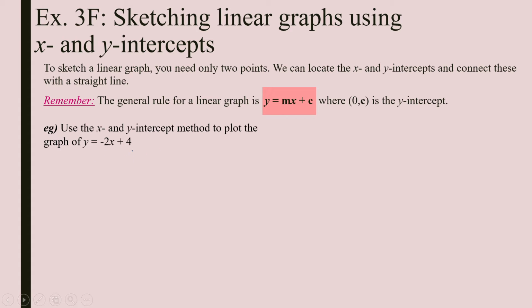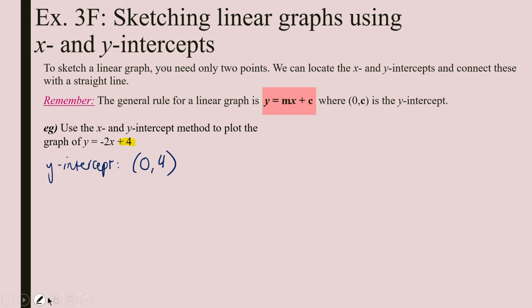So same as previously, we'll identify the y-intercept. In this case, our y-intercept is positive 4. So what that means is that our y-intercept is (0, 4), and there's our first point on our graph. We can also solve that by substituting in x equals 0, meaning that y equals negative 2 times 0, which is just 0, plus 4, leaving us with that y value of 4.